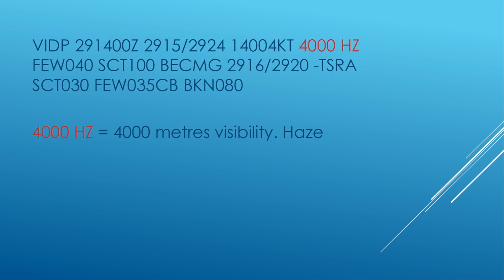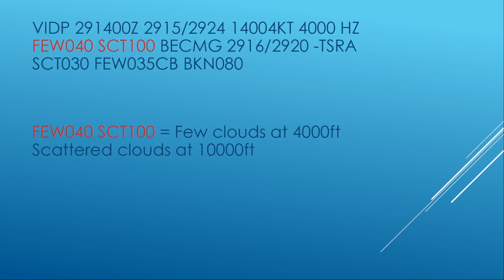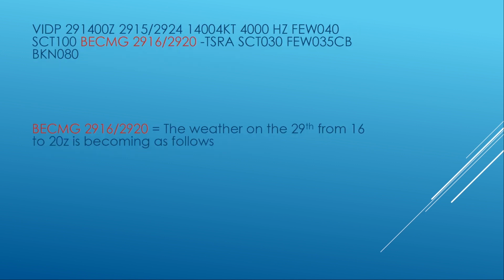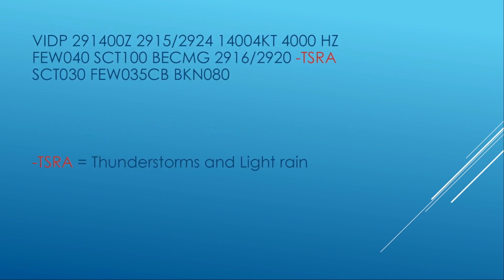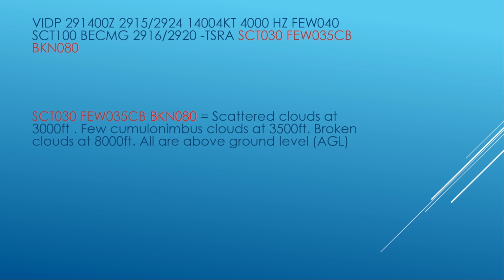The visibility given is 4000 meters, followed by haze, HZ. Then we have got few clouds at 040, which means that there are few clouds at 4000 feet above ground level. We have got scattered SCT 100, which means scattered clouds at 10,000 feet above ground level. And the weather is becoming, on the 29th from 16 to 20 Zulu, light rain and thunderstorms. Scattered clouds at 030, which means clouds are scattered at 3000 feet. Few 035 CB, which means few clouds at 3500 feet, and those clouds are cumulonimbus clouds. And then we have got BKN 080, which means broken clouds at 8000 feet above ground level.